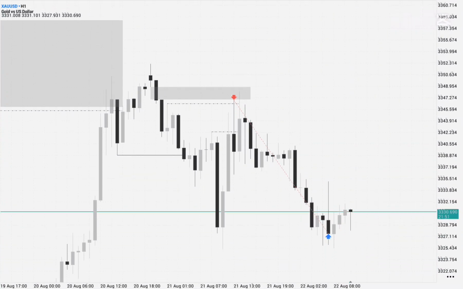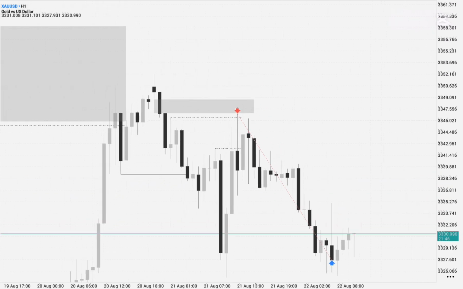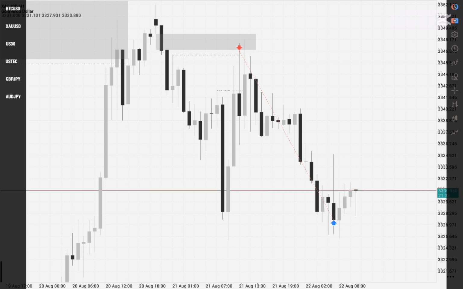So I'm going to be giving a breakdown on how I took this trade right here, going from this zone to this zone. But before I start, I want to show how my previous analysis on ADG price played out.